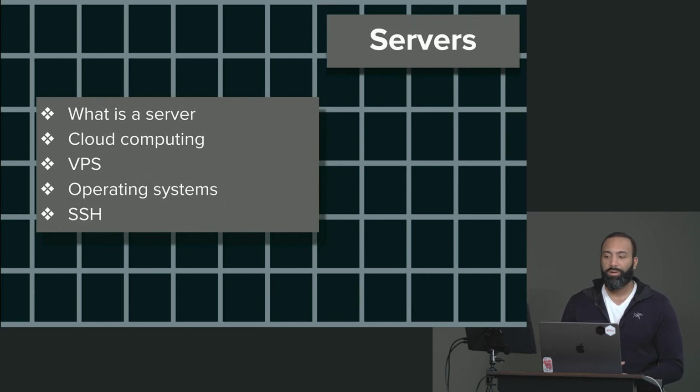So let's understand what is a server? And I want to talk about cloud computing. We're going to talk about a VPS. Let's talk about operating systems, which we touched on a little bit. And then we're going to talk about SSH, one of the coolest, most important things you probably don't know enough about. And we're also going to talk about hashing, because you can't talk about SSH without talking about hashing.